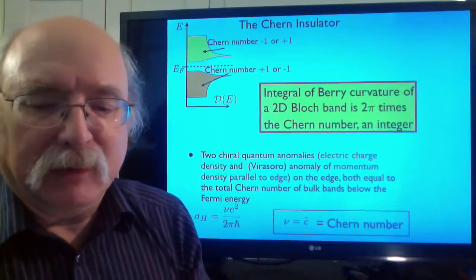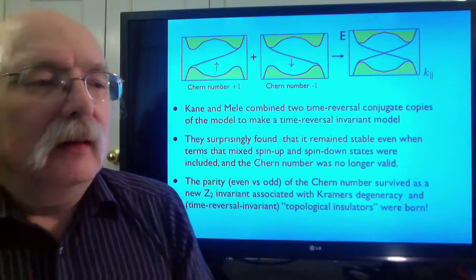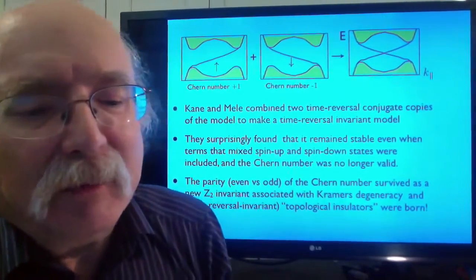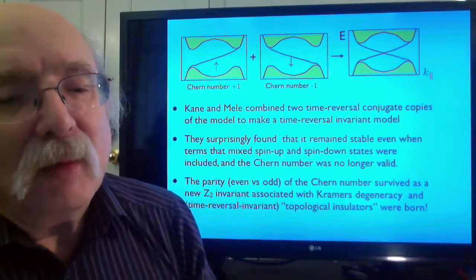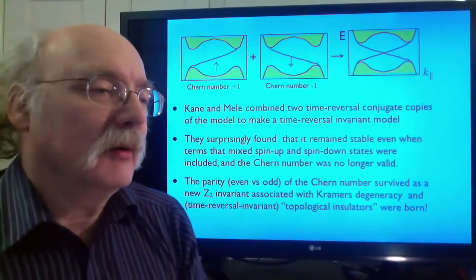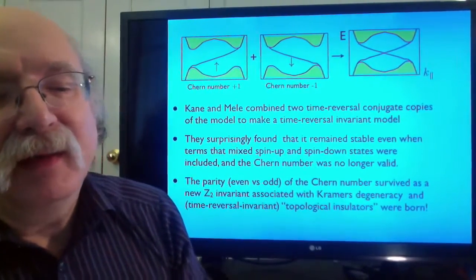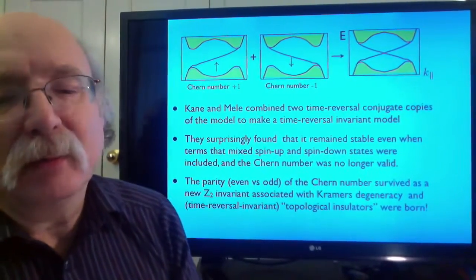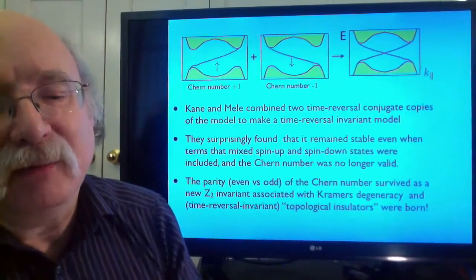to the Chern number of the occupied bands. So this model has been generalized. Kane and Mele combined two time-reversal conjugate copies of the model, one for spin-up electrons exhibiting a nu equals plus 1 quantum Hall effect, and one for spin-down electrons exhibiting a nu equals minus 1 quantum Hall effect. The charge quantum Hall effect cancels, leaving a spin Hall effect.